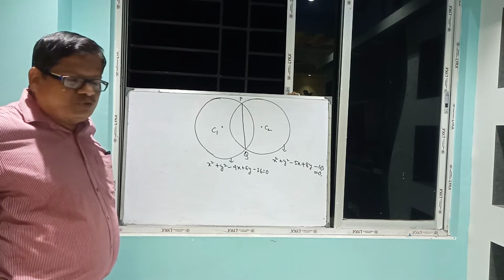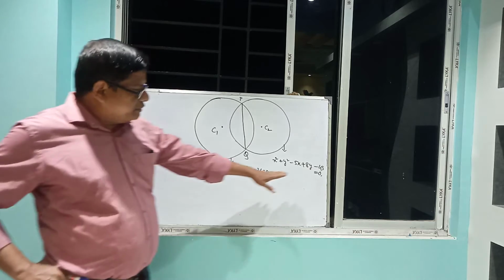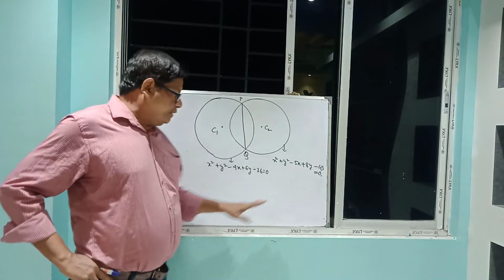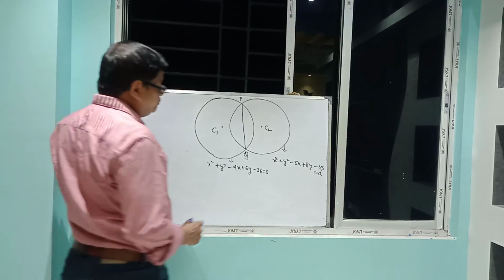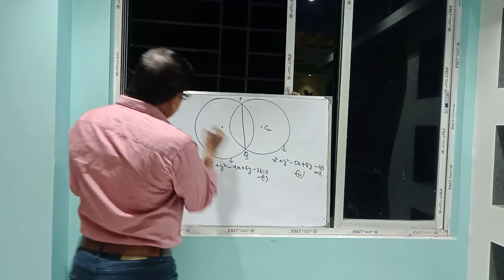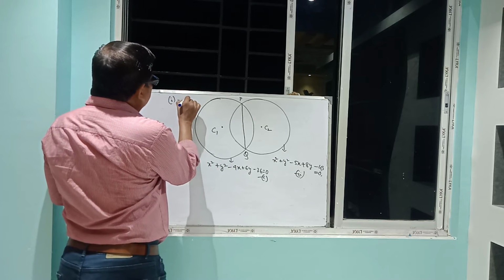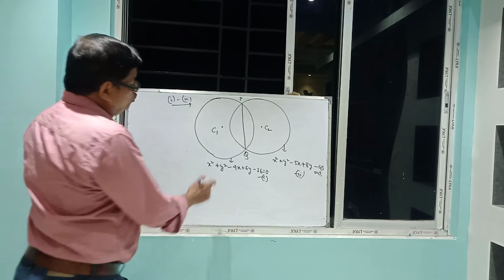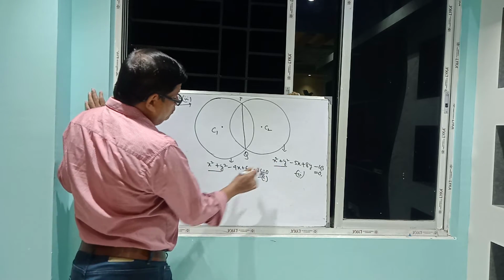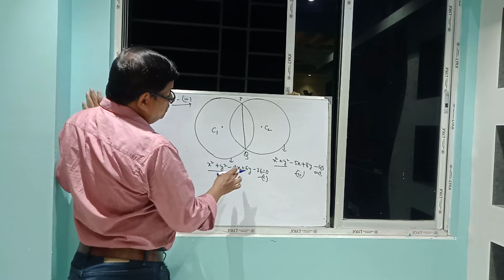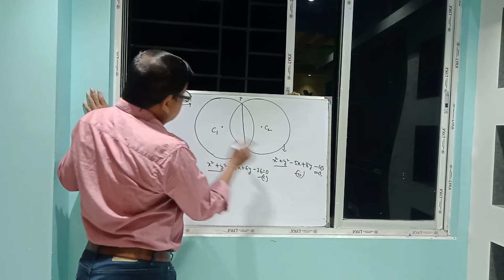So already all of you know the common chord. So subtract this from this. Suppose this is equation 1 and this is number 2, so we will do 1 minus 2. The x square and y square terms both cancel. So minus 4x plus 5x is x, plus 6y minus 8y is minus 2y.